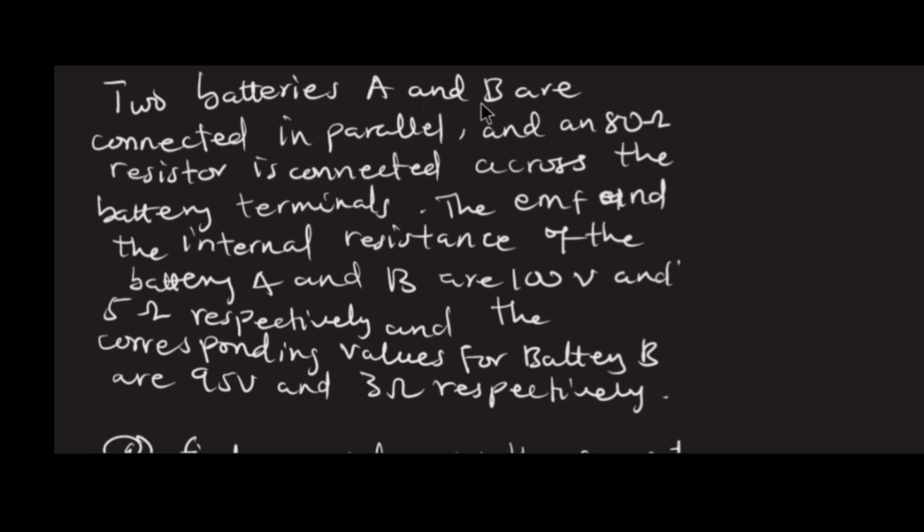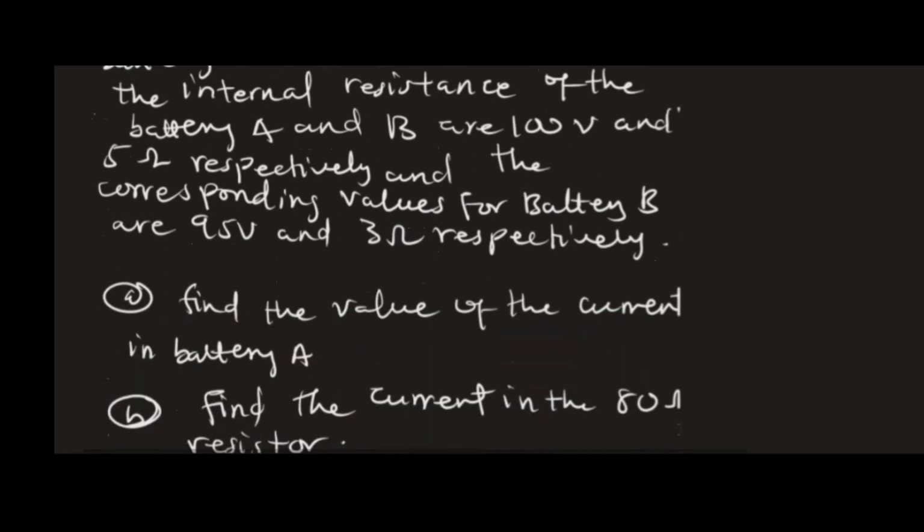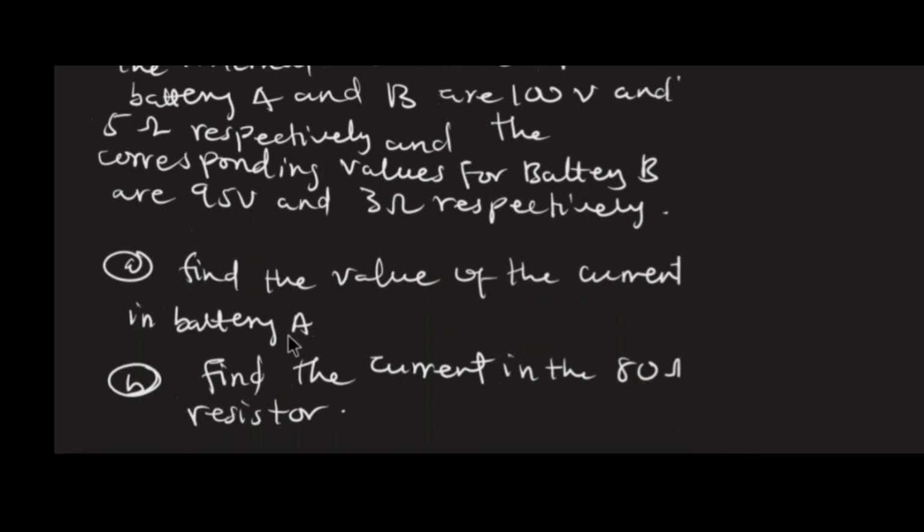Two batteries A and B are connected in parallel, and an 80 ohm resistor is connected across the battery terminals. The EMF and the internal resistance of battery A are 100 volts and 5 ohm respectively, and the corresponding values for battery B are 95 volts and 3 ohm respectively. Find the value of the current in battery A and find the current in the 80 ohm resistor.